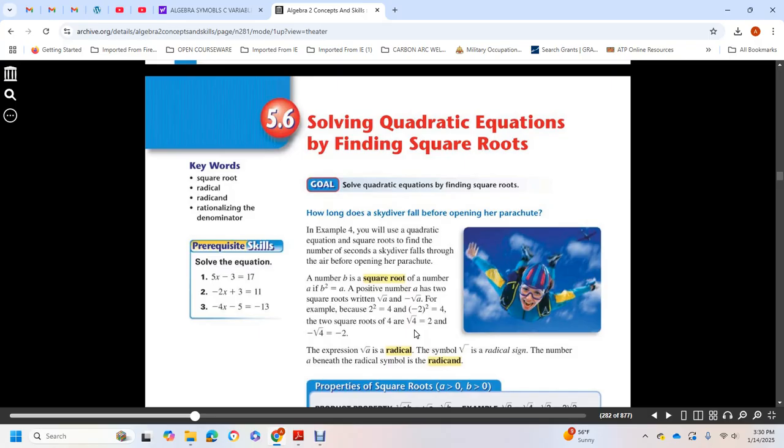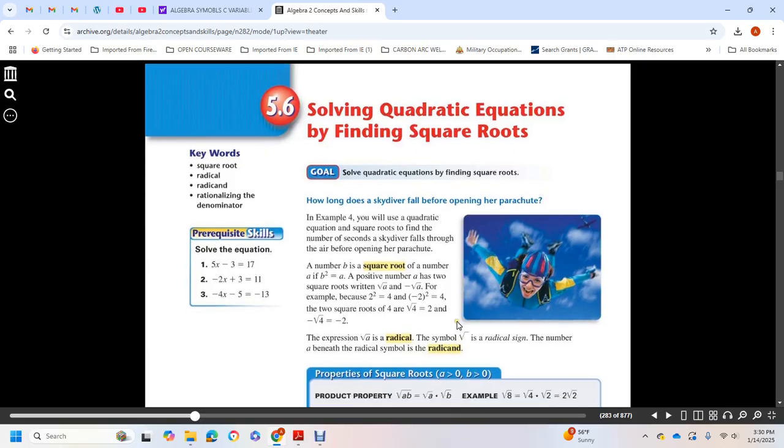the two square roots of 4 are the square root of 4 equals 2, and the negative square root of 4 equals negative 2. The expression has a radical sign over a. The symbol is a radical sign. The number beneath the radical sign is the radicand.